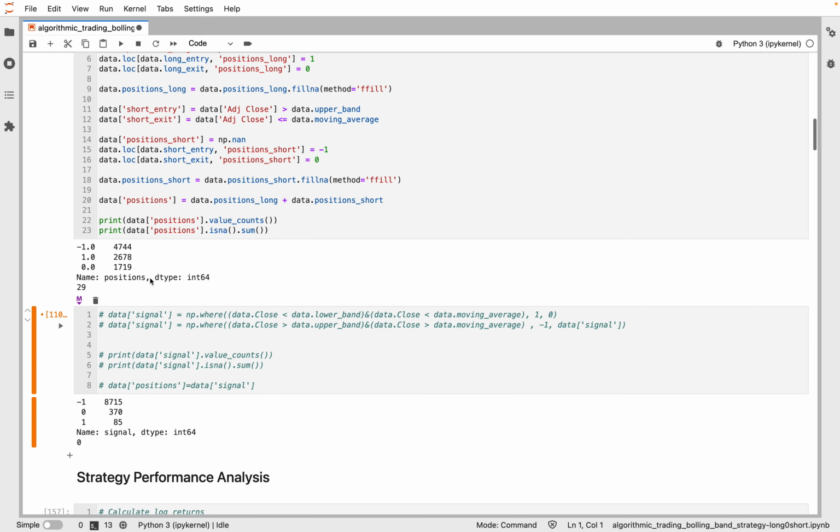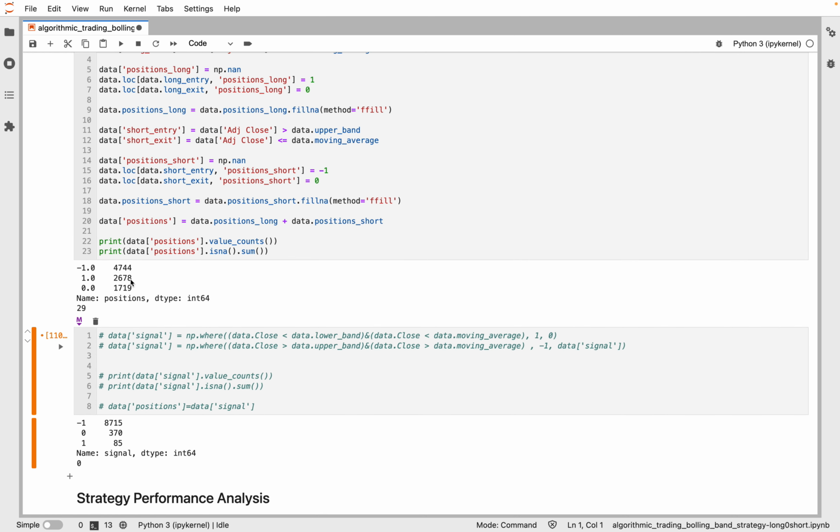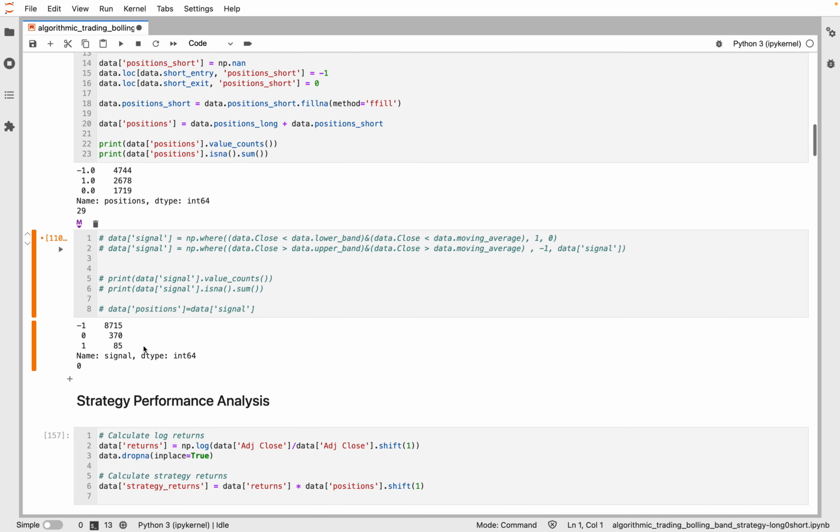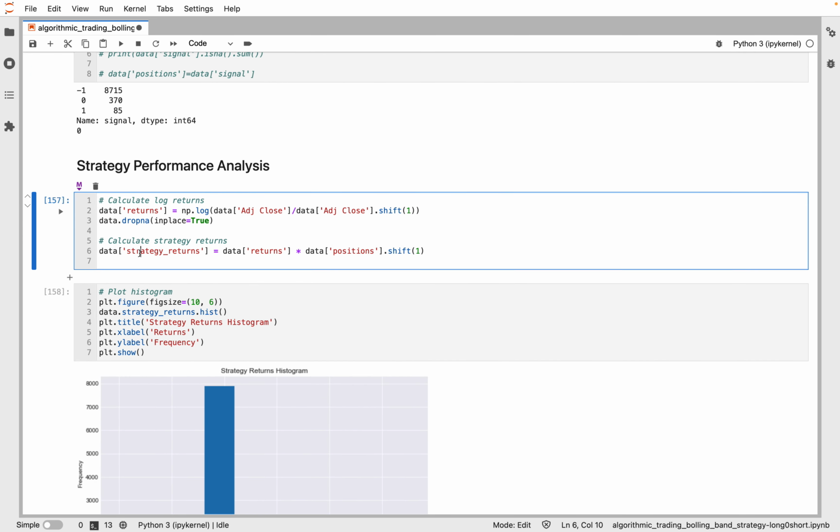Over here you can see that we have 2000 long positions, 4000 short positions, and 1000 where we exit from both positions. Next, we will compute the returns, and this time we're going to take the log return. If you remember, previously we used a simple return. The strategy returns will be the returns multiplied with the previous positions.